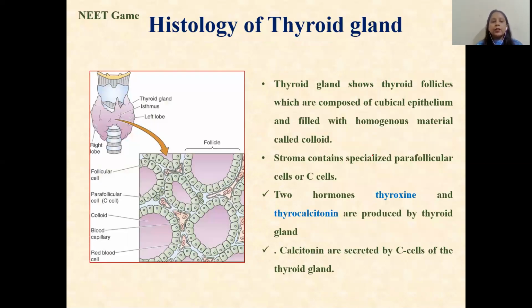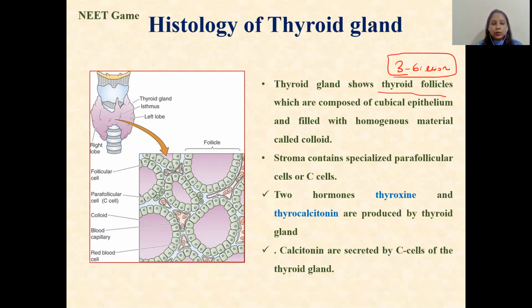Now, let's come to the next topic, the histology of the thyroid gland. What do you understand by histology? It is the internal structure, studied at the cell or tissue level. If we study the thyroid gland, you can see there are different structures present. The thyroid gland is made up of thyroid follicles, about 3 billion in number.